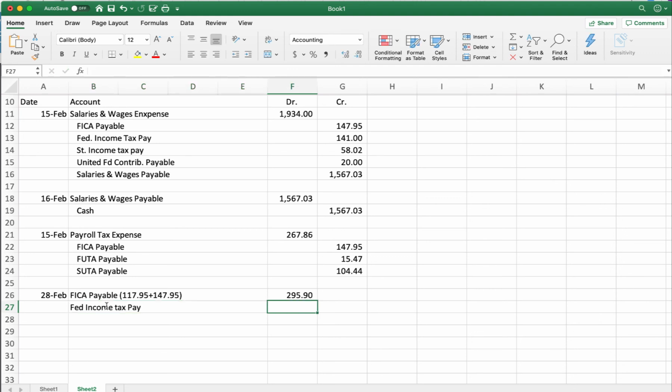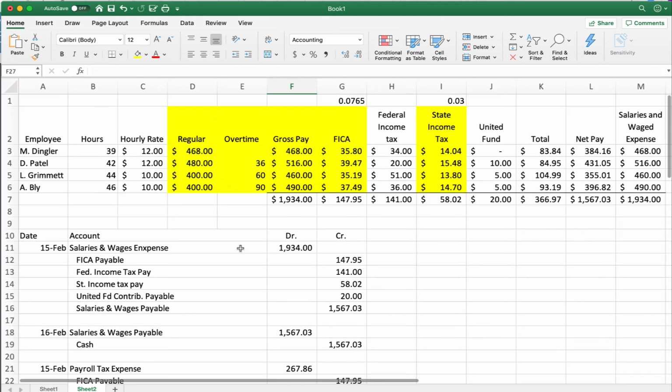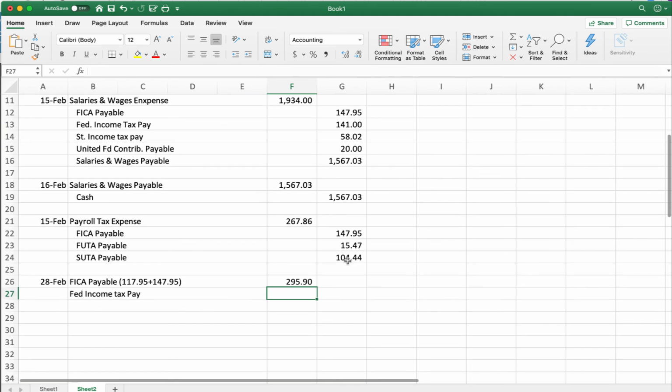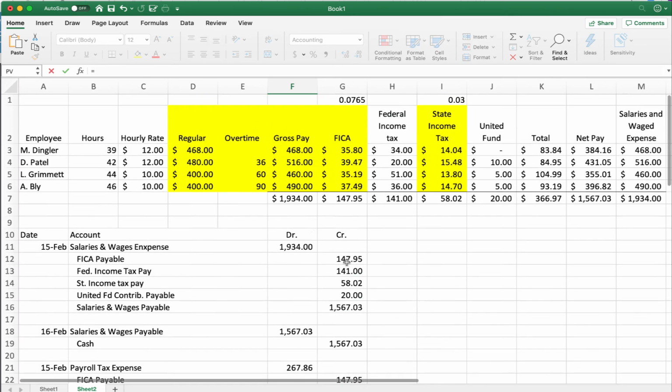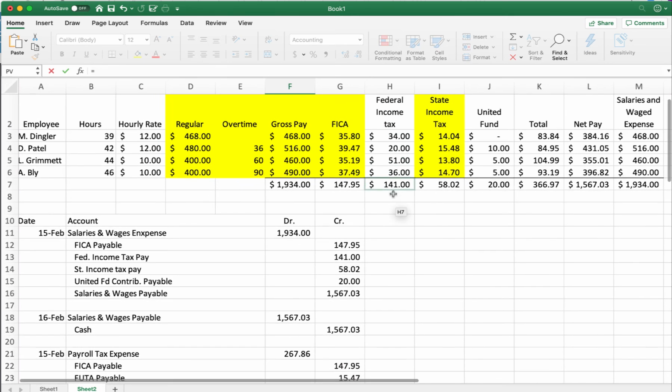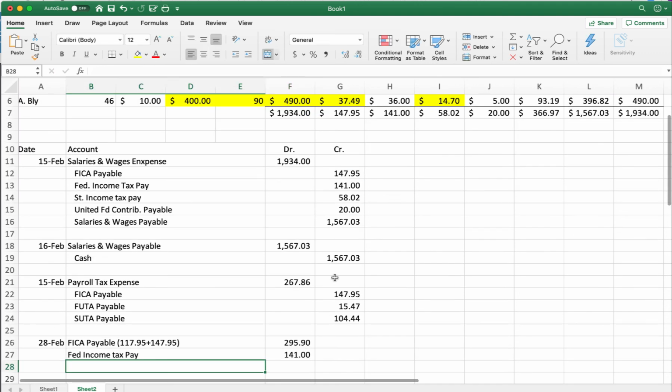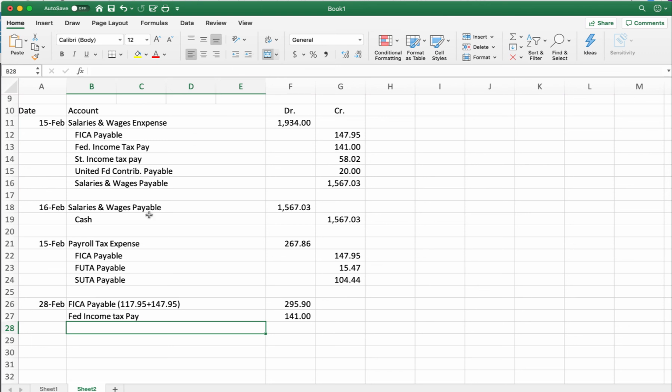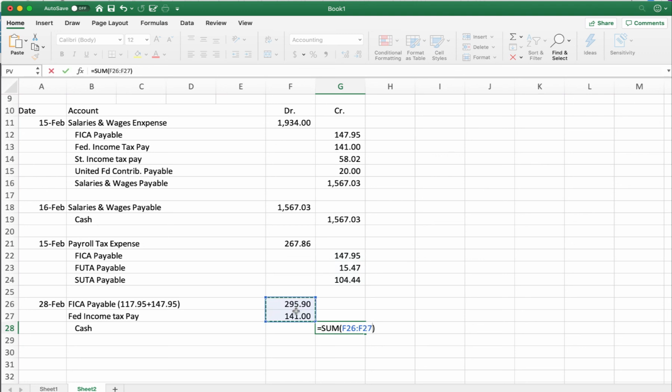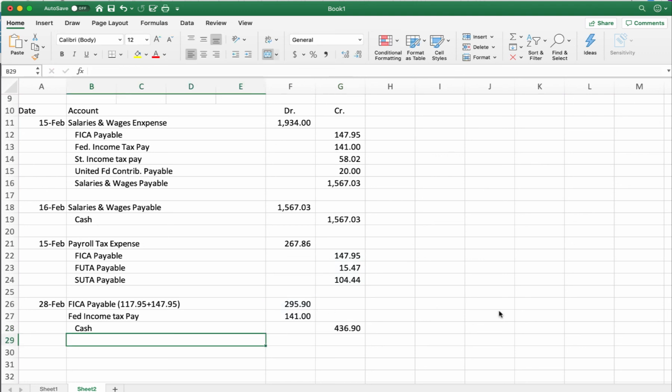I also need to pay the federal income tax payable. Well, what did I book it for? Well, that's easy. I know I'm withholding $141 in total from all my employees for this one paycheck. So I'm just going to plug that in, right? The federal income tax is $141. So I'm paying this. I need to credit cash. All I need to do is just add up these two amounts. I end up with $436.90. Okay?